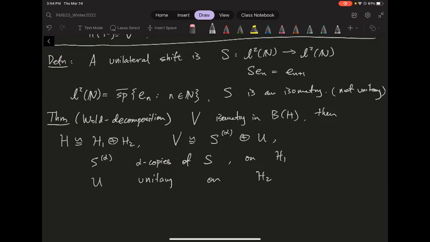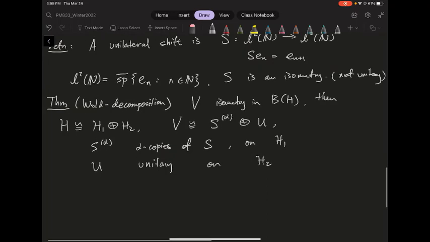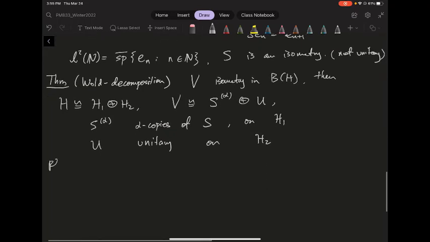Okay, so every isometry will decompose this way. In terms of representation of the semigroup, this is essentially saying that a representation of the natural numbers, in other words a representation using this single isometry, decomposes as a part which is given by the unilateral shift, and another part which is the unitary, basically a representation of the group. All right, so I just want to briefly outline the proof because it's quite beautiful, and I will leave some details.